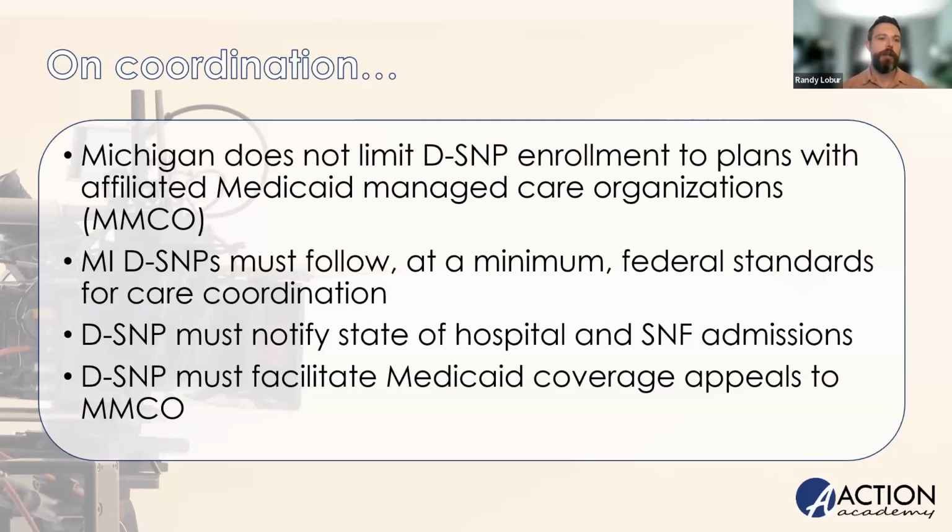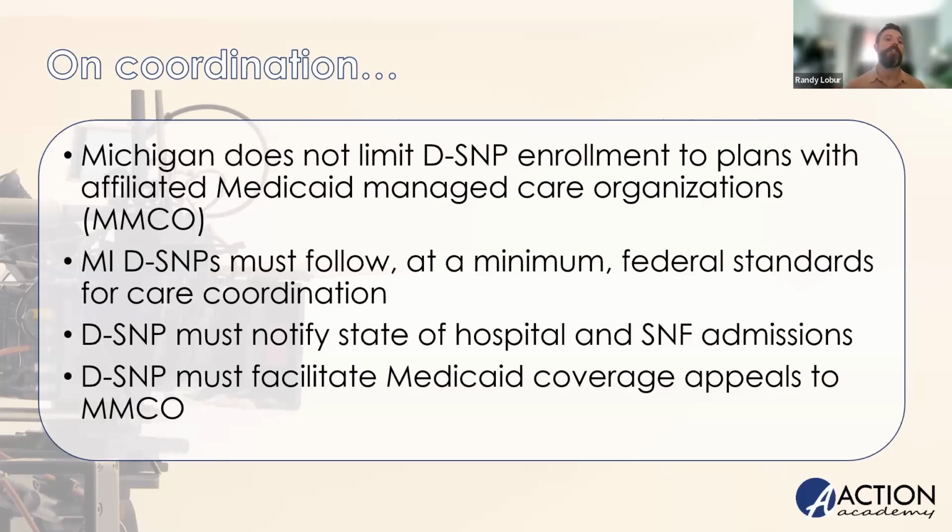On coordination here, because there is some coordination that does happen behind the scenes, we should point out that Michigan is one of a lot of states that does not limit DSNP enrollment to plans that also have an affiliated Medicaid managed care organization. What that means in plain language is that in Michigan, you can have one carrier administer your Medicare benefits via the DSNP/MAPD program, and a separate carrier administer your Medicaid benefits. So you may have Humana for your DSNP and McLaren for your Medicaid. And Michigan does not require you to be affiliated with the same carrier for both.